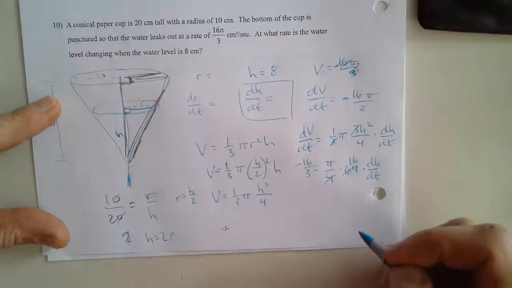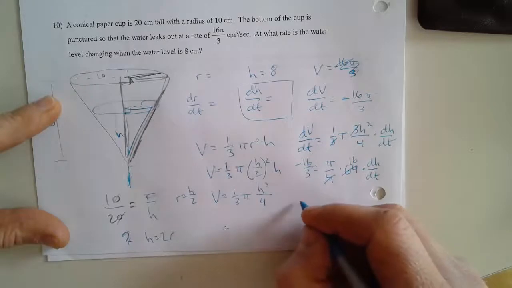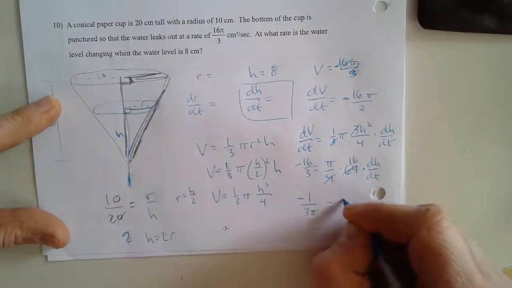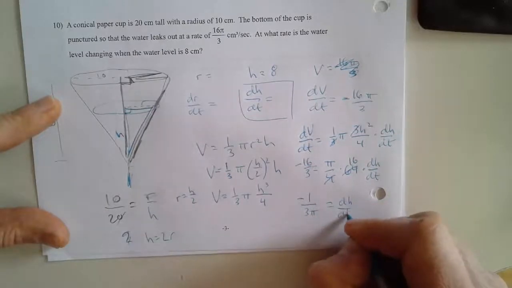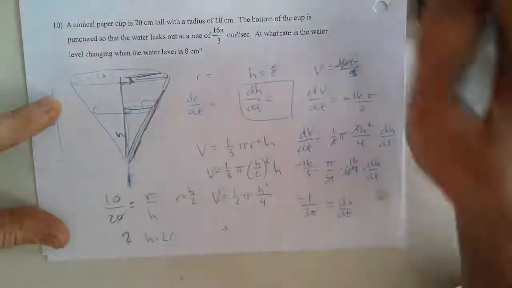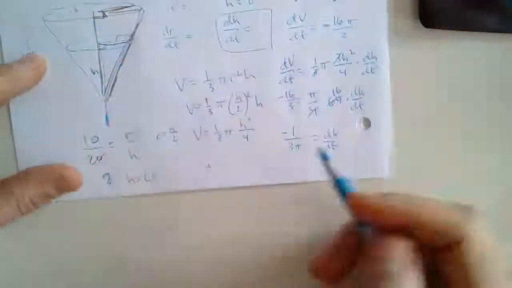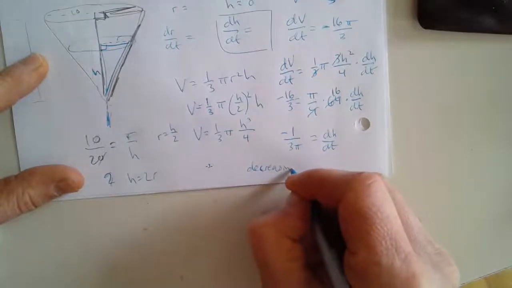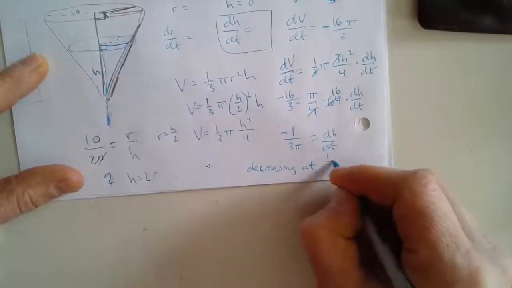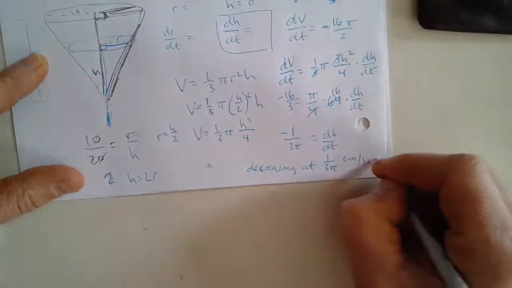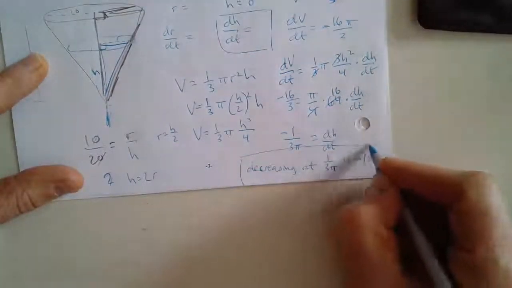Well, that's going to reduce. I'm going to divide both sides by 16 and by pi. I get this, so I can see at what rate the water level is changing. The water level is decreasing at 1/3 pi centimeters per second, and that's how we get that answer right there.